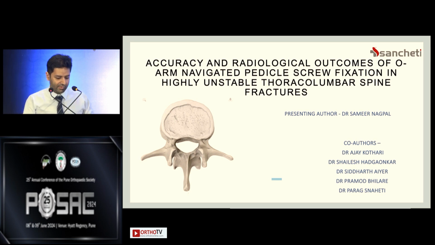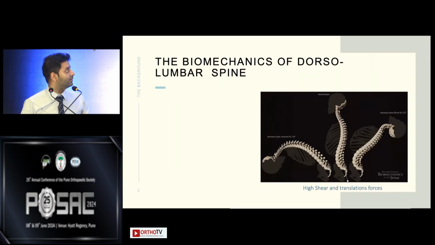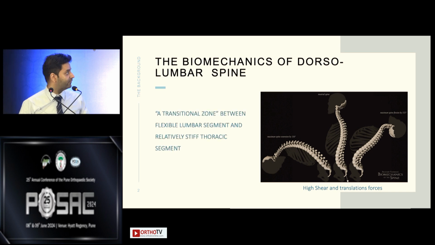So my paper is Accuracy and Radiological Outcomes of OAM Navigated Dorsolumbar Fracture Fixation in Highly Unstable Fractures. So let us first understand the biomechanics of the spine. This is the normal physiological range of motion of the spine. You can see the lumbar segment is quite mobile compared to the dorsal counterpart.